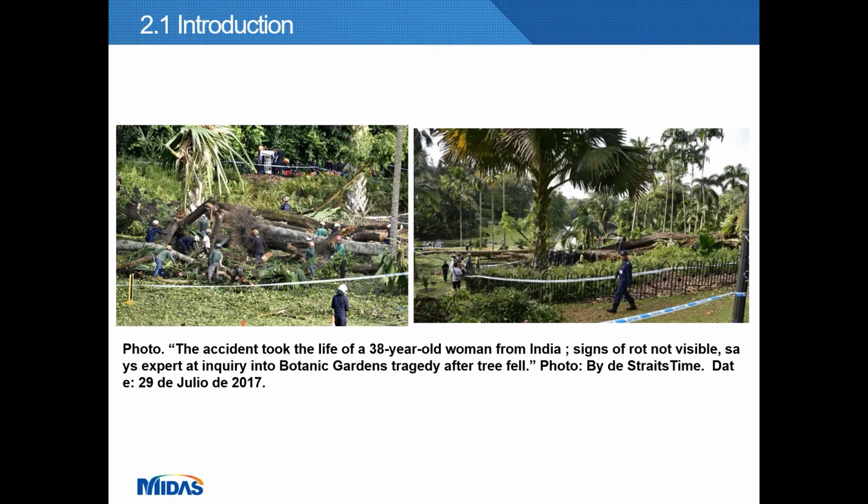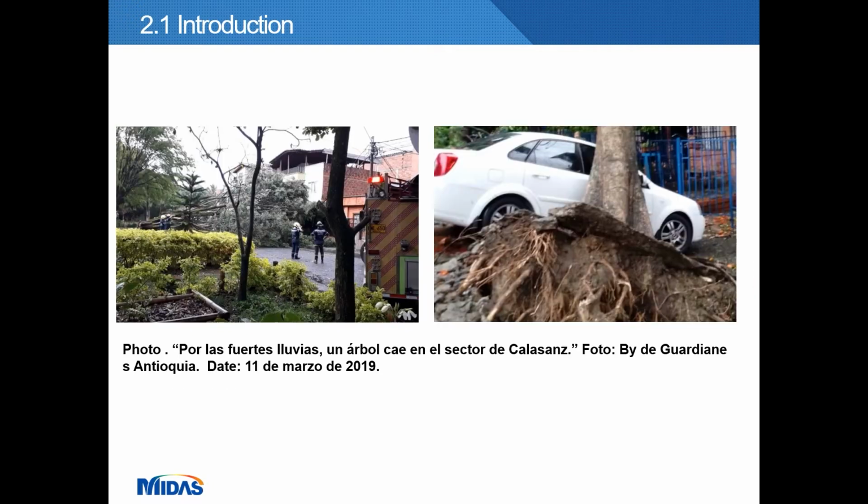This accident took the life of a 38-year-old woman from India. This photograph was taken at the Botanical Garden in Singapore on 25 July 2017. In this case, we have a tree failure. This is a condition that is not expected inside the Botanical Garden. It was after an extreme rainfall condition that we experienced a tree breakage, and in this case, we have a casualty. So let's move to the next one.